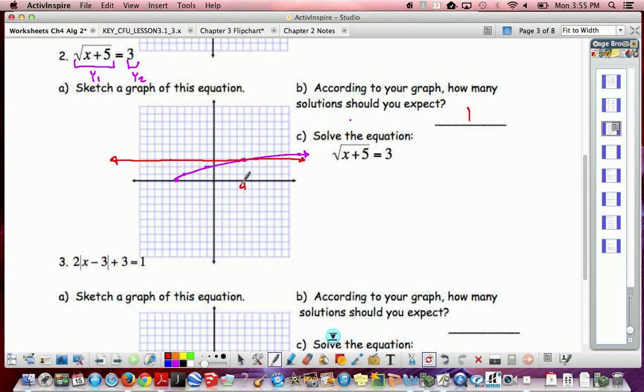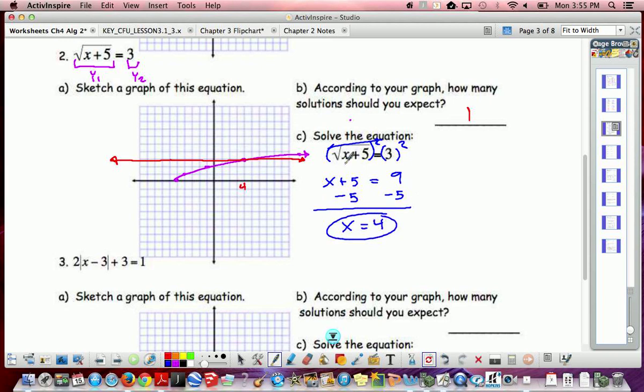So we're going to solve it algebraically. So to undo a square root, we are going to square both sides. Square and square root undo each other. So x plus 5 equals 3 squared, which is 9. Subtract the 5, x equals 4.